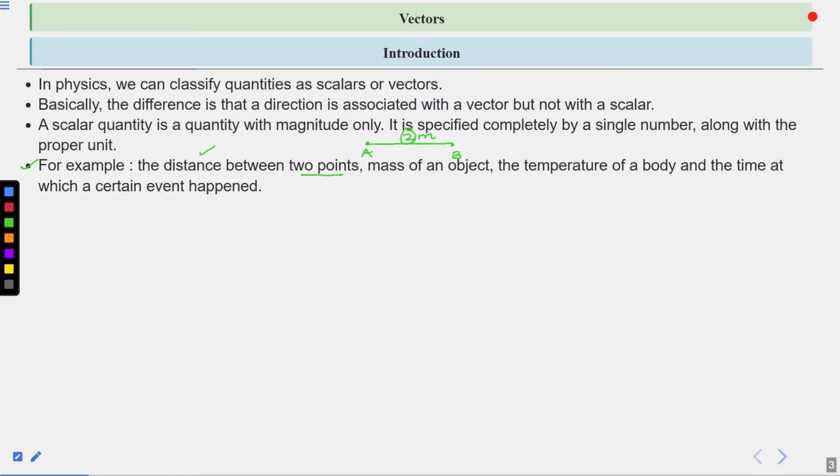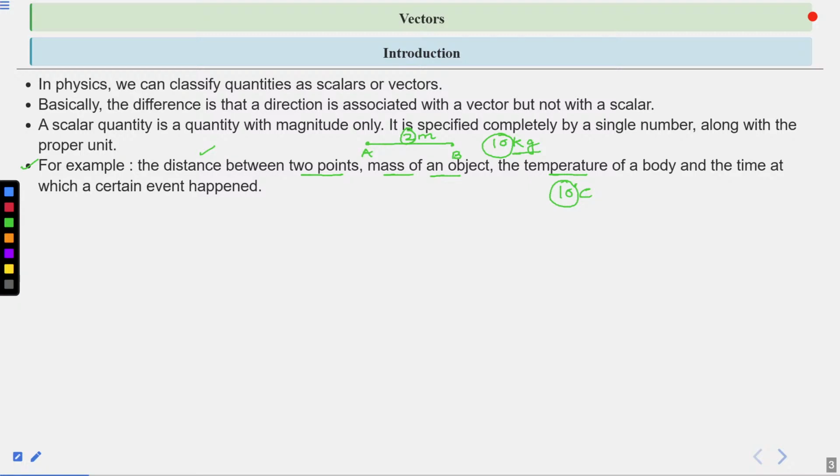Similarly, another example is the mass of an object. We can say the mass of a body is 10 kg. It means the magnitude is 10 along with its proper unit, and that unit is kg. So this is also a scalar quantity. Like temperature. Temperature is a scalar quantity because we know 10 degree Celsius. Here the unit is degree Celsius and the magnitude is 10. So these are examples of scalars because there is no direction.